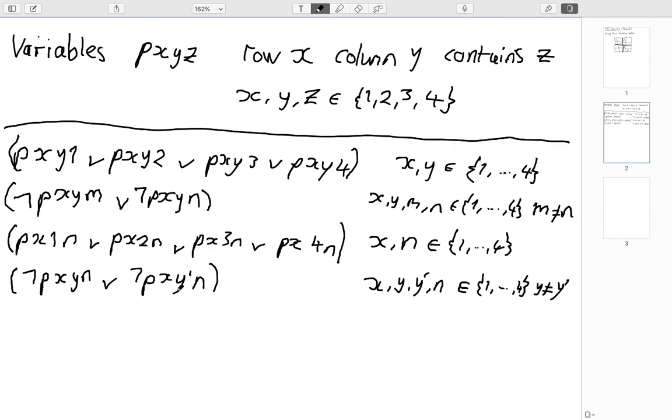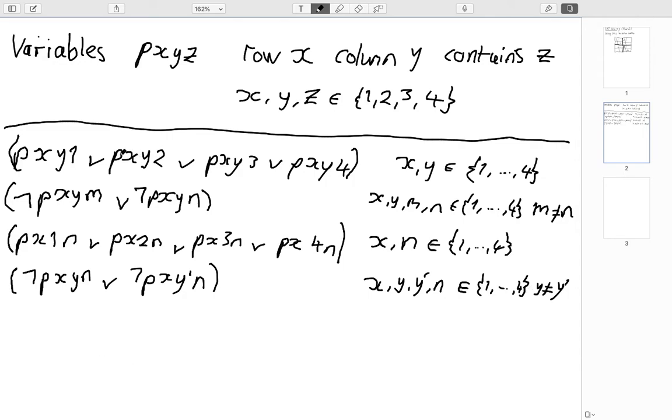But the way I've written it, we'll have another clause that says that the number 1 does not appear in row 1 both in column 3 and in column 2. So we have one version for y equals 2 and y prime equals 3, and another version for y equals 3 and y prime equals 2. It's clear that there's redundancy there, so we could probably better say that m is strictly less than n here, and that y is strictly less than y prime.